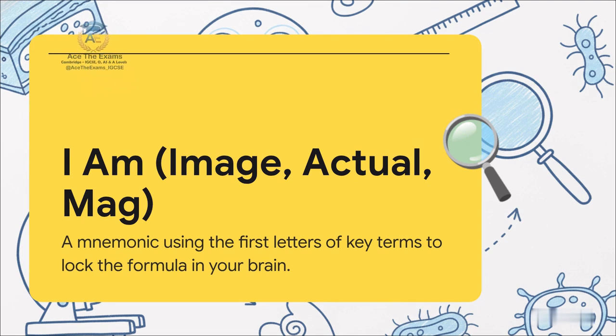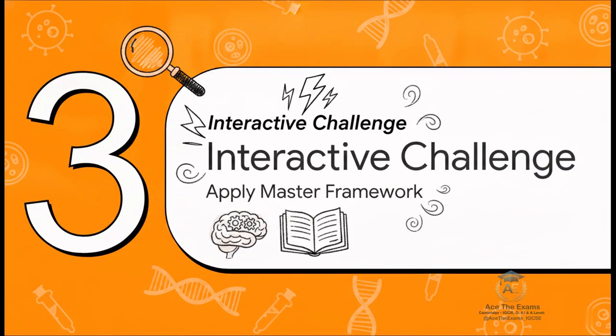We're going to create a mnemonic using the first letters of the key terms, I, A, and M. Image size, actual size, and magnification. I am. The I is always sitting right on top of the equation triangle. So image equals actual times magnification. Get this I am concept locked in, and you will literally never mix up those foundational components, no matter how intense the exam gets. Section 3, interactive exam challenge.